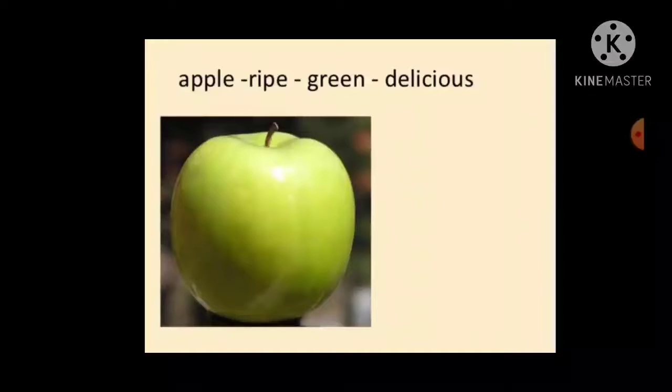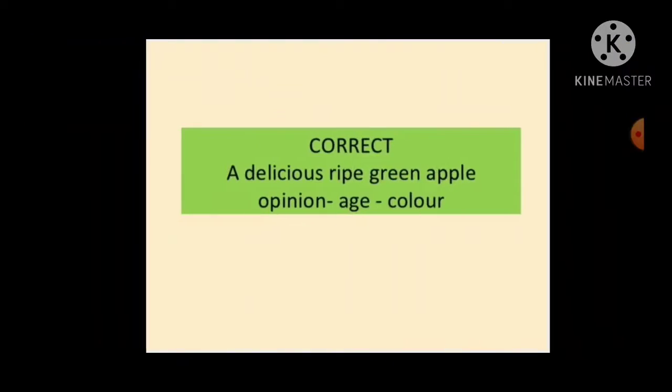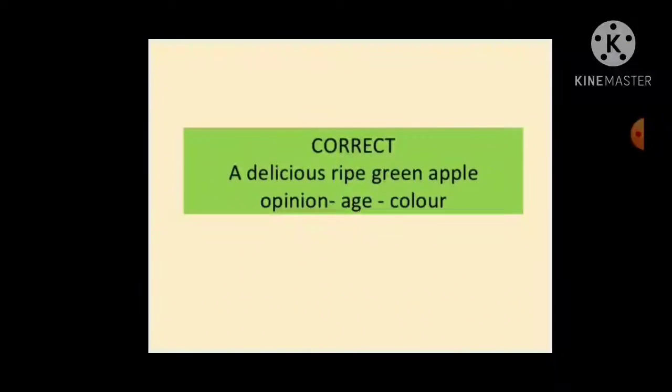Apple, ripe, green, delicious. So, apple is being the noun, and we are going to use these 3 adjectives in the correct order before the noun apple. Guess the order. Let me reveal the answer. A delicious ripe green apple. Delicious means tasty. Opinion. Ripe is green color.